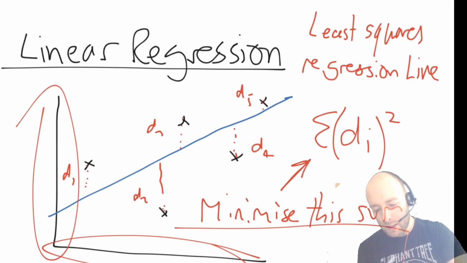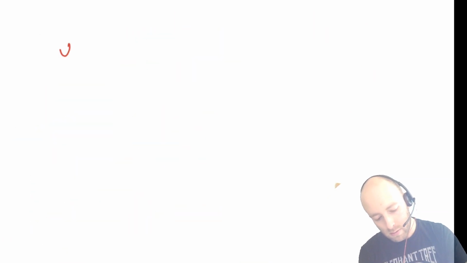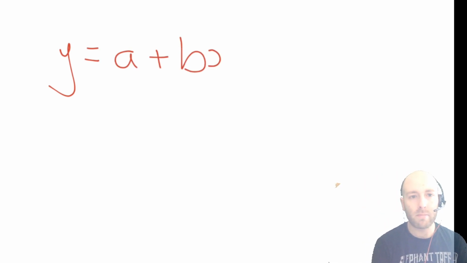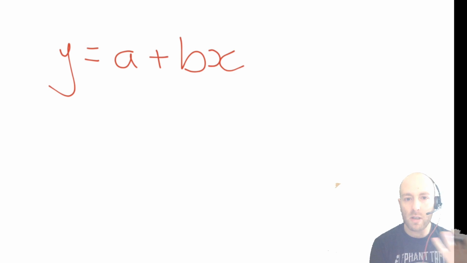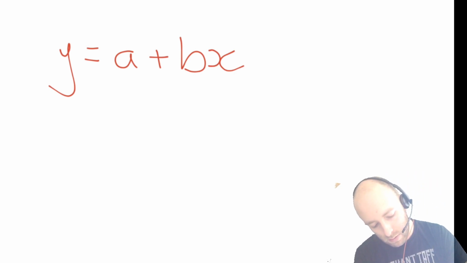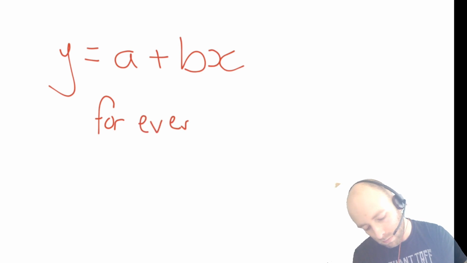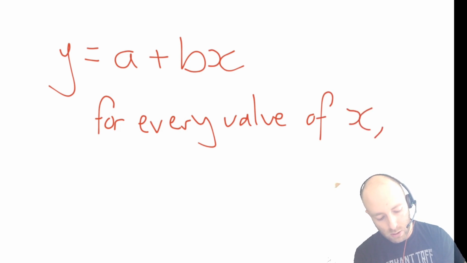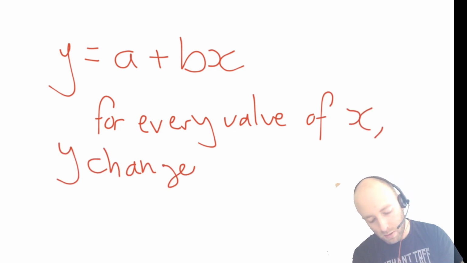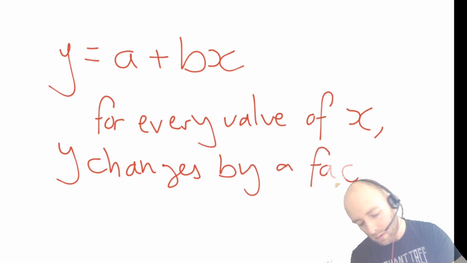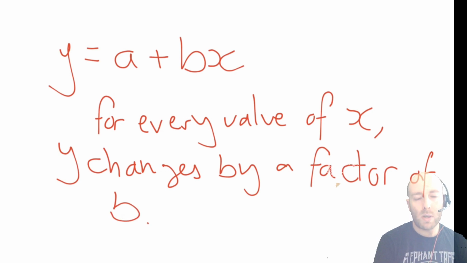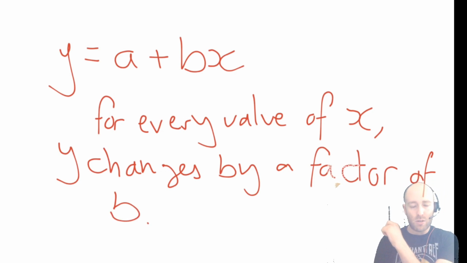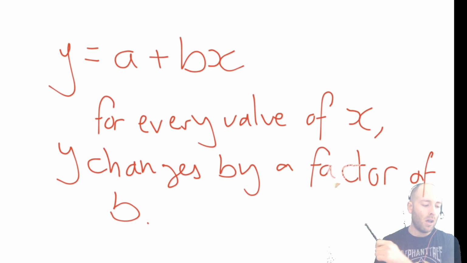So when we work it out, we're going to get an equation that looks like this, which just looks like a straight line. So for every value of x, y changes by a factor of b, which is just the definition of a gradient. And this is just a straight line. So a would be our initial value, b would be our gradient. For every x you increase, y will change by that factor of b.